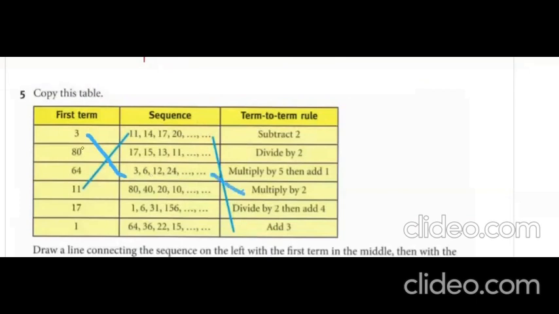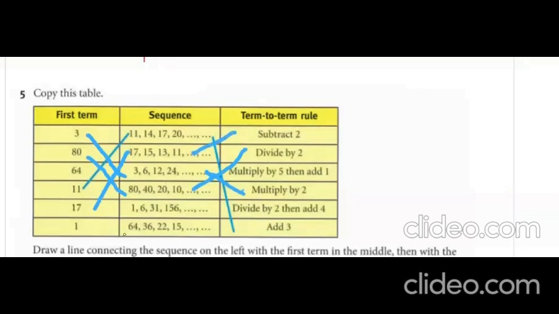Okay. Next for 80, the first term is 8. So this is the sequence. 80 divided by 2 is 40, 40 divided by 2 is 20. So divide by 2. That is the answer. And for 17, the first term is 17. So this is the answer. 17 minus 15 is 2. So subtract. So we get the answer here.